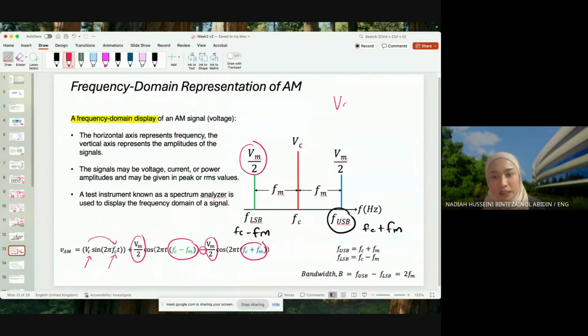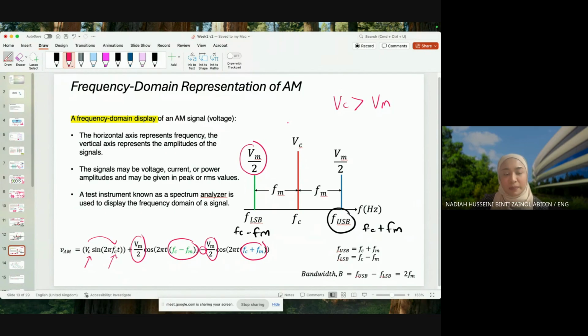So again, Vc must be greater than Vm. So Vm is supposed to be smaller than Vc. So Vm over 2 is going to be smaller than Vm, and of course than Vc. Okay, I hope I didn't confuse anyone.